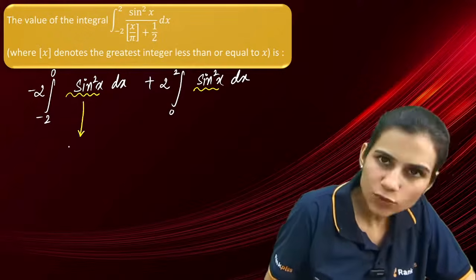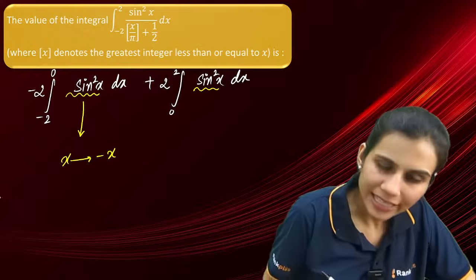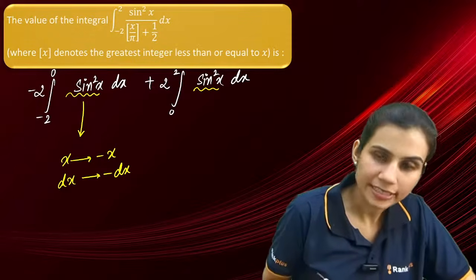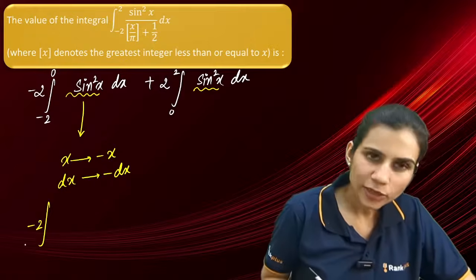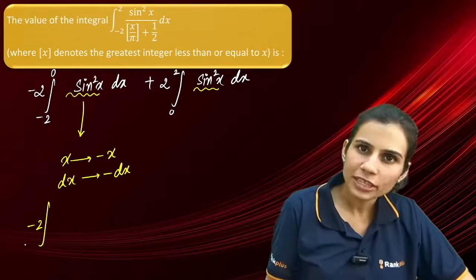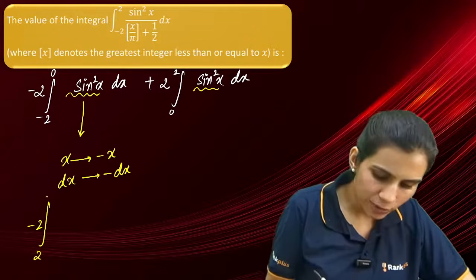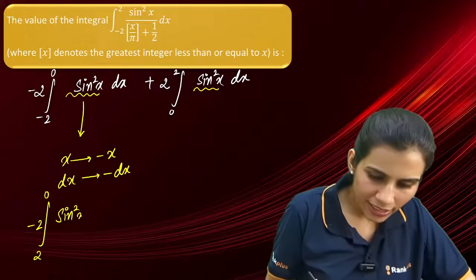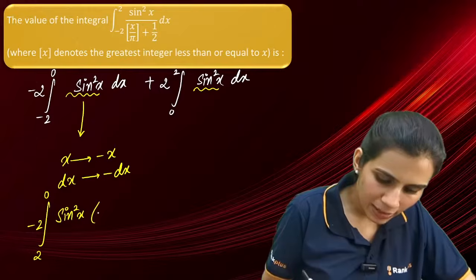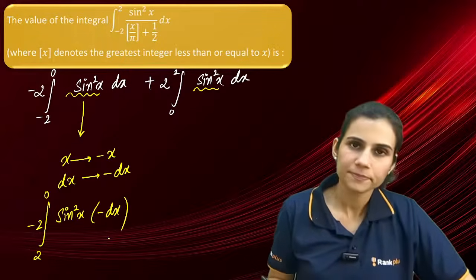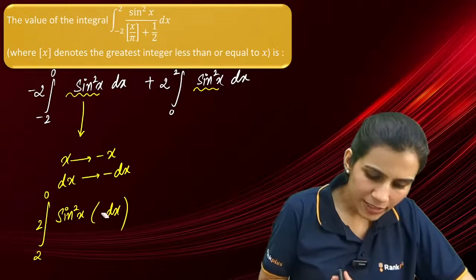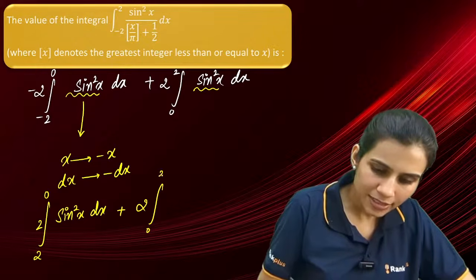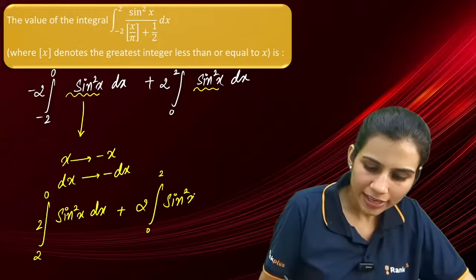In the first one, replace x with minus x. So dx will be replaced with minus dx. So what will this get converted to? When x is minus 2, replace it with minus x. This will become 2, this will become 0. Sine square of minus x is sine square x only. And dx will be replaced with minus dx. Okay, fine, not a problem. This minus and this minus vanish, and this is what you have: 2 times integral 0 to 2 sine square x dx.